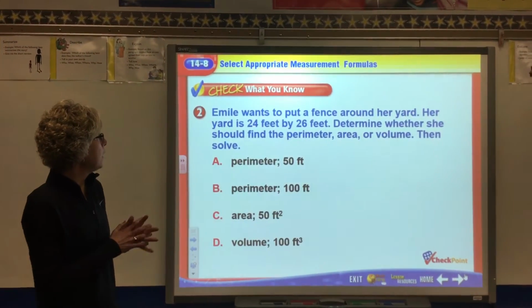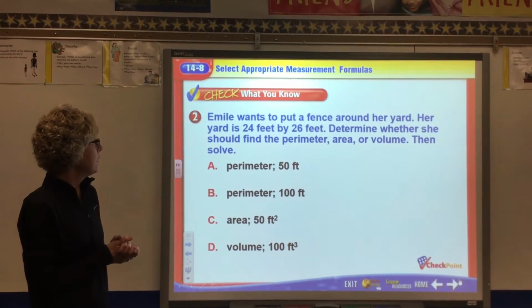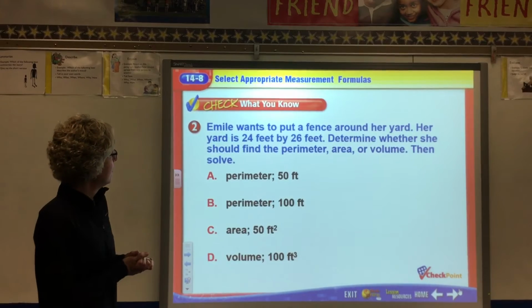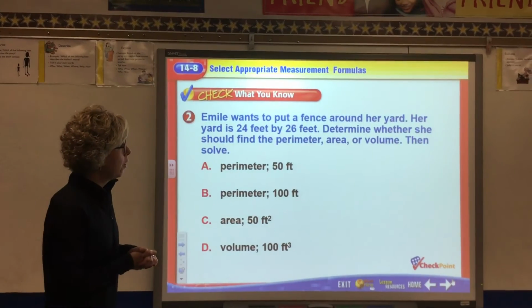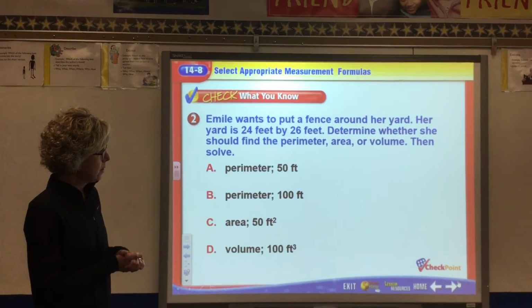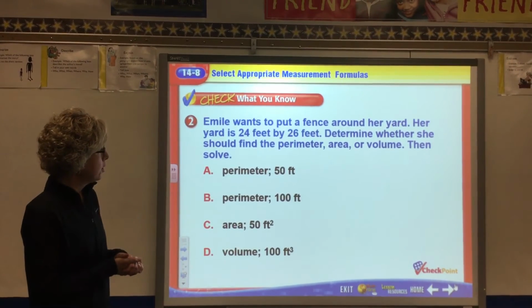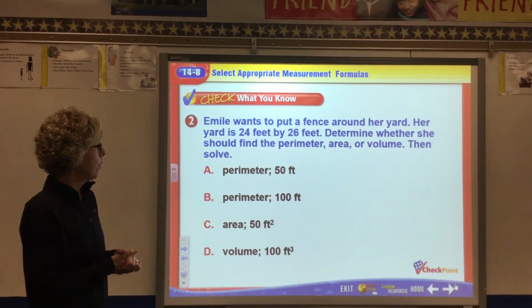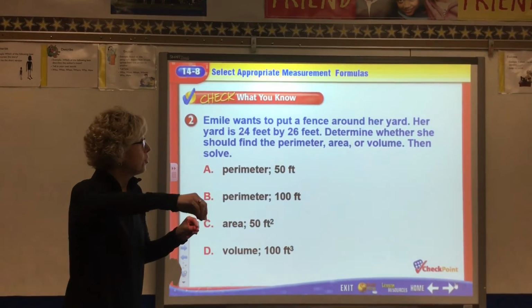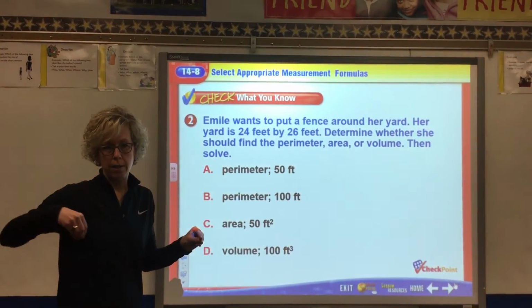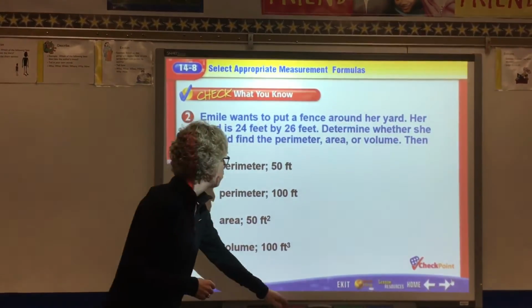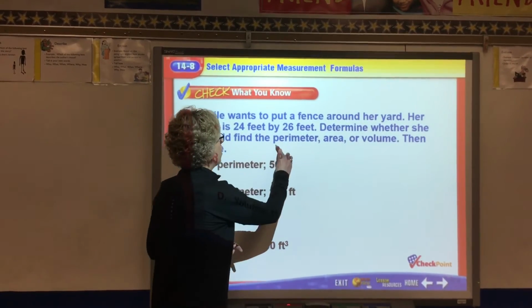Another example, we have Emile. Emile wants to put fence around her yard. Her yard is 24 feet by 26 feet. We have to determine whether she should find the perimeter, area, or volume, and then solve. Now again, we're putting fence around her yard. When we're putting edging around something, we know that we're going to find perimeter.